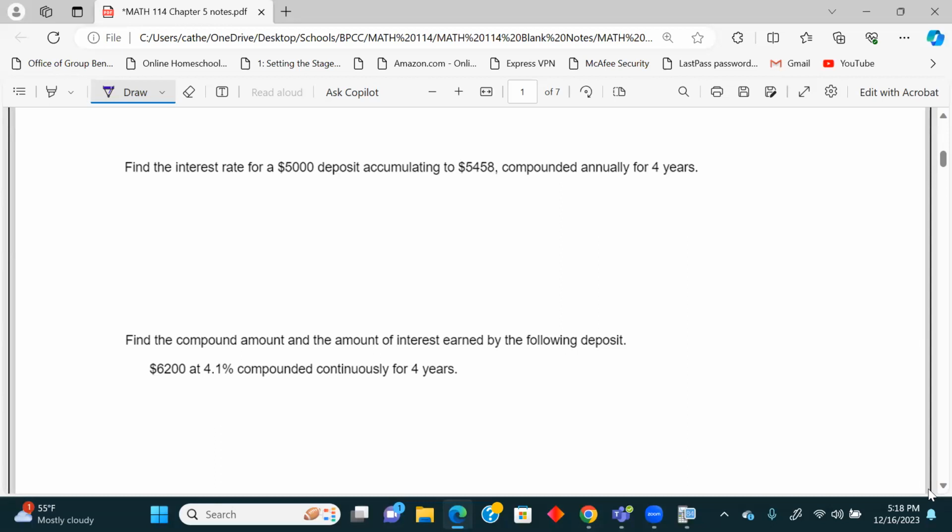Find the interest rate. So this time they want the rate for a $5,000 deposit accumulating to $5,458. So the amount that we deposit or invest is the present value. The future value is what we're going to have at the end. All right, so time is 4 years, and it's compounded annually. So PCY annually is once a year. What we're looking for is I. That's what we're going to be looking for.